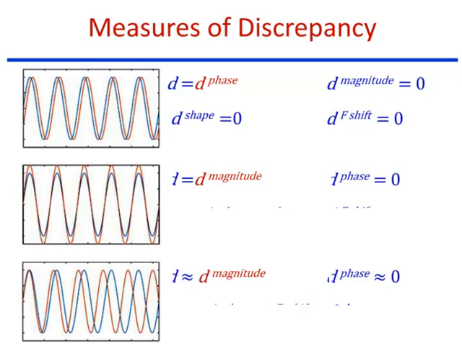For the last case, we have a shift in frequency. The total discrepancy is about equal to the magnitude discrepancy, which is about equal to the discrepancy due to frequency shift. Unfortunately, I don't have time to get into the details why they are not equal and why the phase and the shape components are not equal to 0.